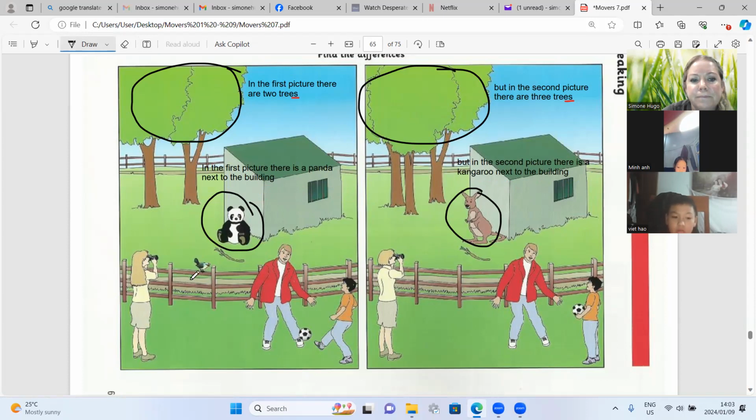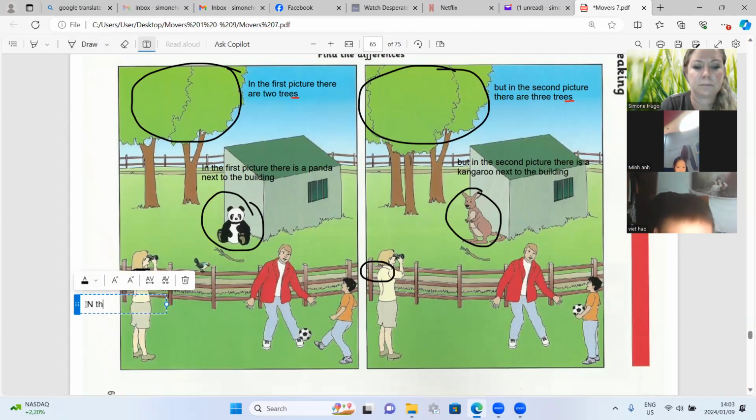Viet? In the first picture, the girl has a long hair, but in the second picture, the girl has a short hair.